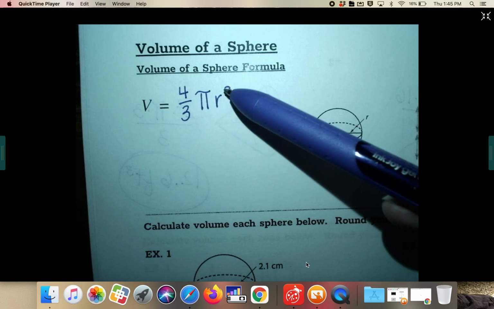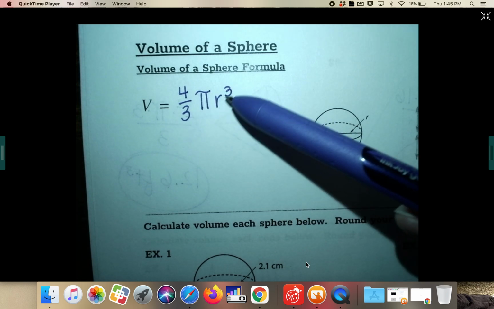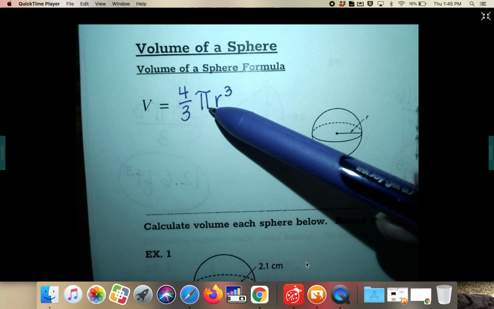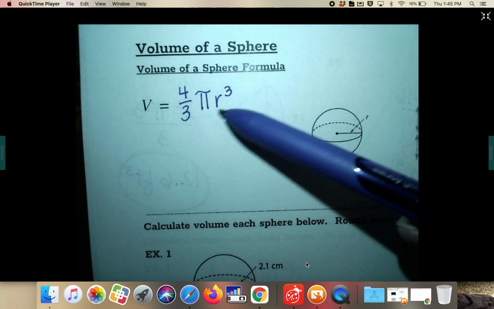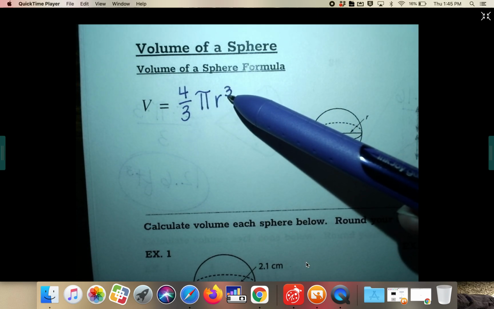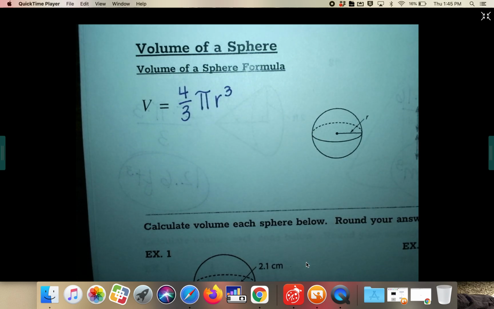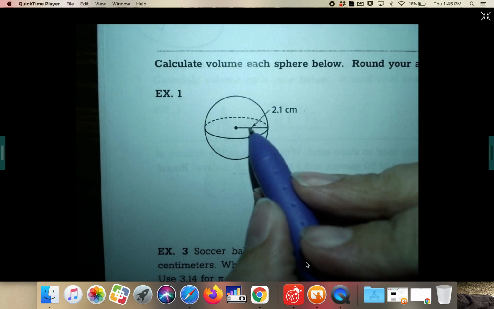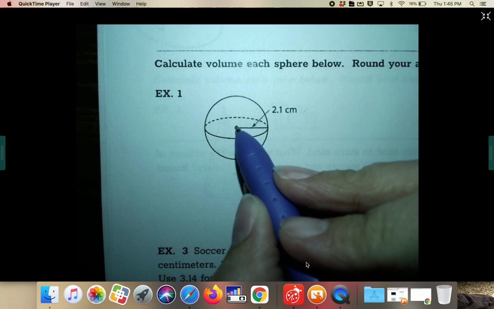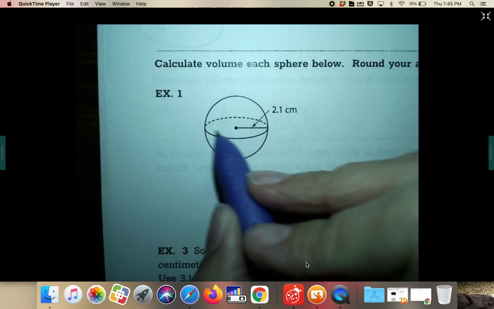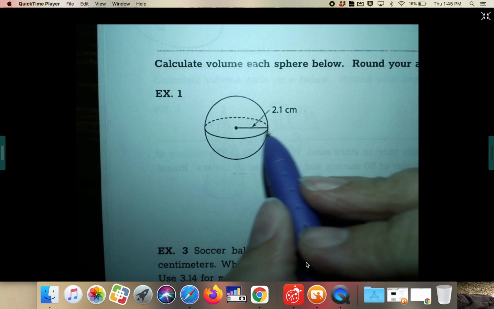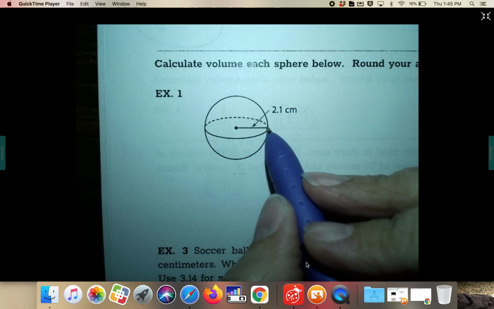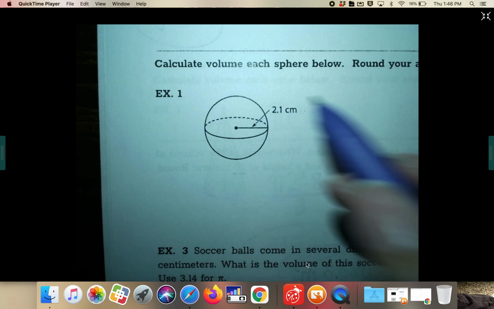I kind of wish this one would have come first. I wish it was r cubed times 4/3 pi, but you'll just have to know that you have to solve it with exponents first and then go back and multiply by the two other things. So here's your first example. The radius is the halfway across the sphere. So the whole thing is the diameter. We don't want that. We want the radius. We want halfway across. So our radius is 2.1.